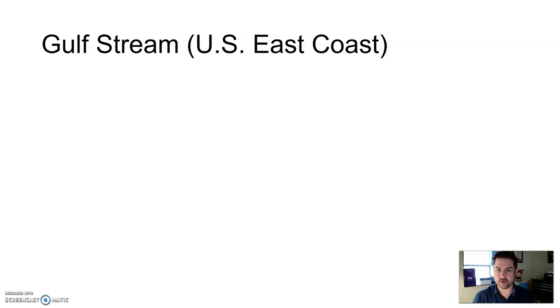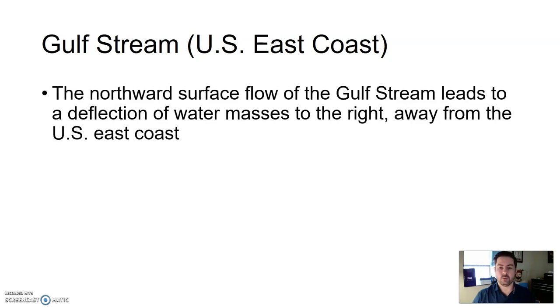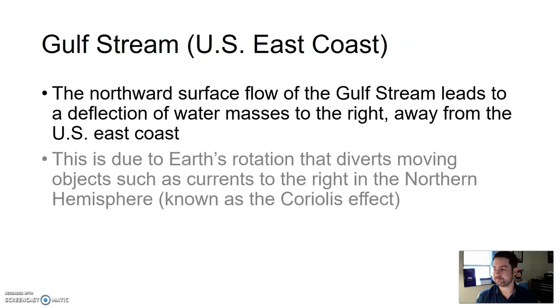So how is this slowing Gulf Stream affecting the East Coast? Well, there's some fancy physics going on. Let me explain. That northward surface current going up the East Coast leads to a deflection of water to the right, away from the coast. So here's the U.S. over here. Here's the Gulf Stream moving up past Florida, Georgia, South Carolina, North Carolina. But that northward flow of the current helps to deflect water to the right, so to the east, away from the U.S. coast.